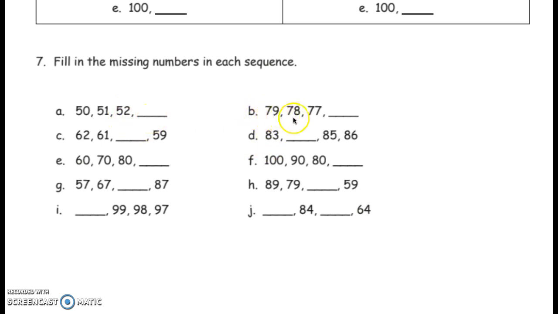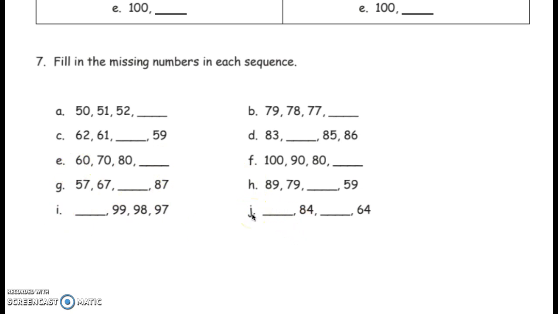B, 79, 78, 77, blank. C, 62, 61, blank, 59. D, 83, blank, 85, 86. And continue with the other letters, E, F, G, H, I, and J.